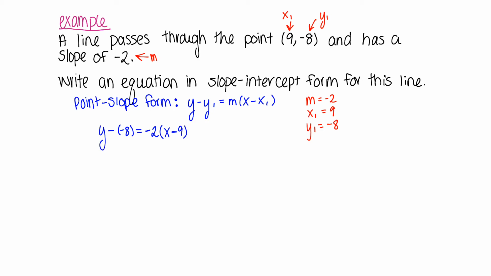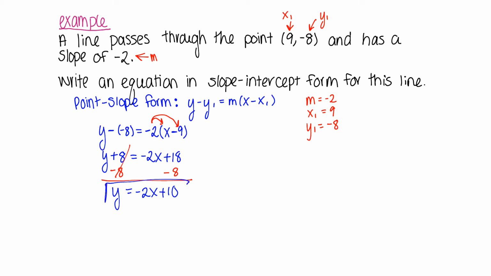We will now simplify and solve for y. If you subtract a -8, that's the same as +8. I'm going to also distribute over here. So we have negative 2x plus 18. The last step to getting y alone will be subtracting 8 on both sides. So now we have y equals negative 2x plus 10. And that's our answer. We don't have to plug anything back in. It's already done. You just solve for y and that's it.